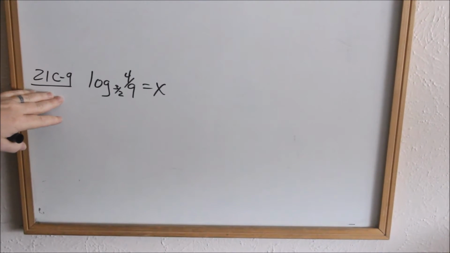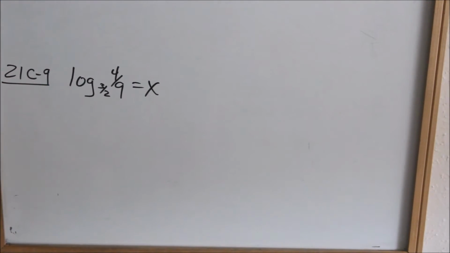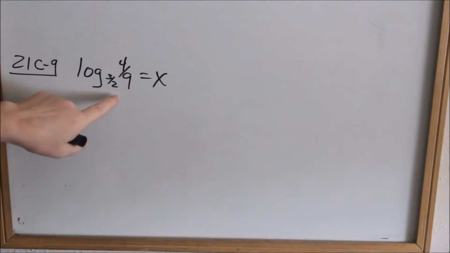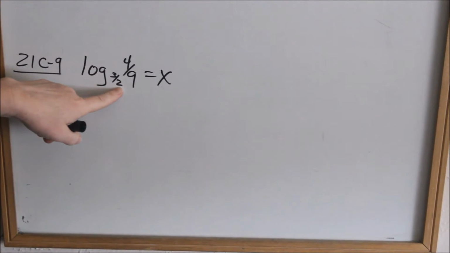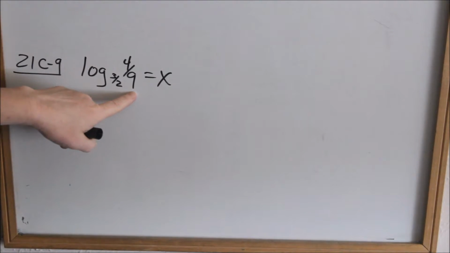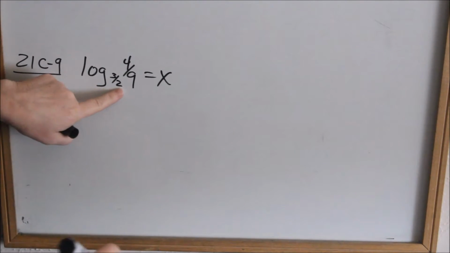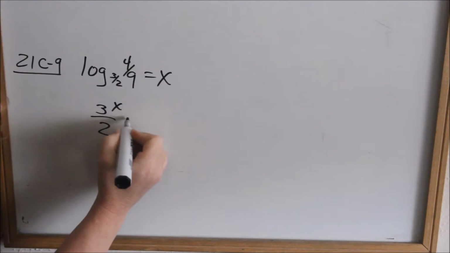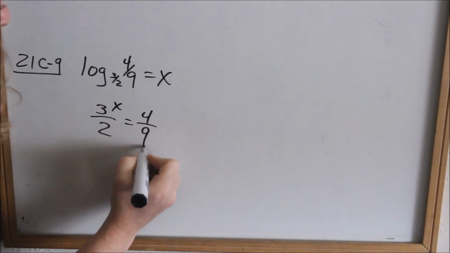Okay, now we're looking at 21C9. Again, this is in log form. We need to get it out of log form and put it into exponential form to solve. So log of base 3 over 2 of 4/9 equals x. So this was my base. 3 over 2 to the x is equal to 4/9.